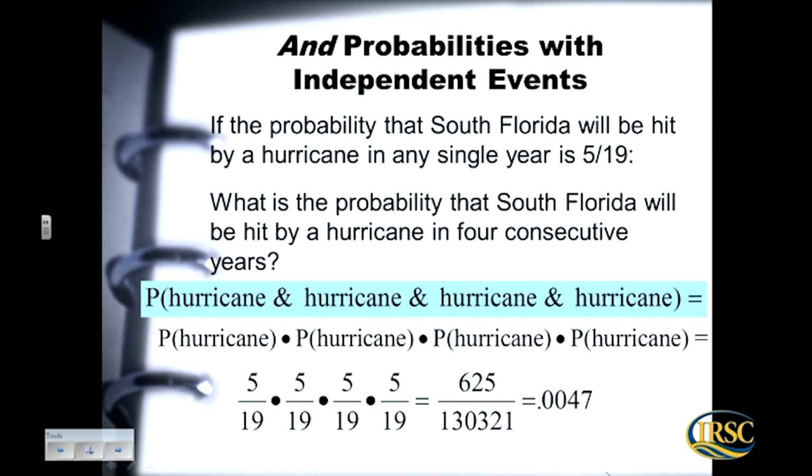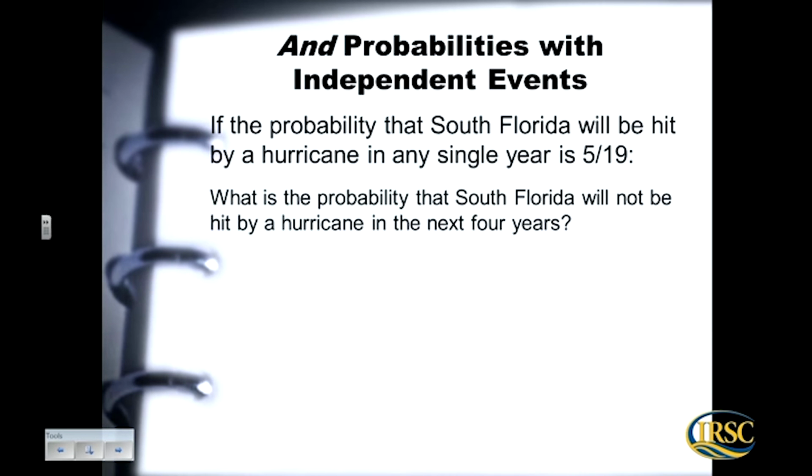This one is the one that has the mistake in rounding. It should be 0.0048. What is the probability that South Florida will not be hit by a hurricane in the next 4 years?